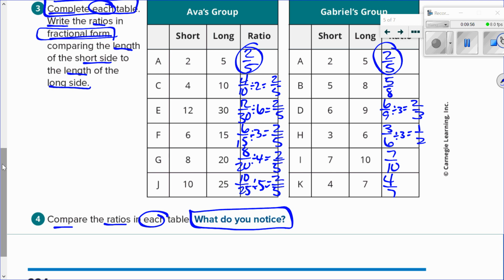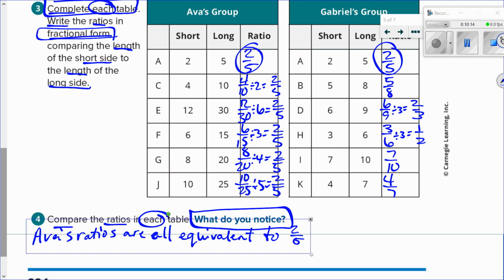Okay. So Ava's ratios are all equivalent to 2 over 5. That's a 5, not a 6. My pen didn't lift up right. 2 over 5.